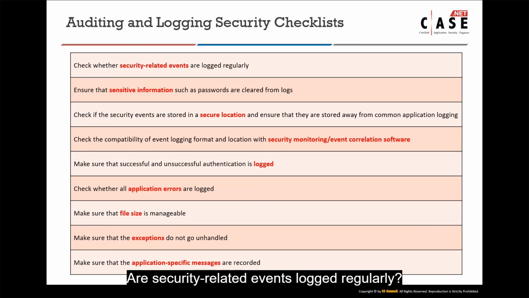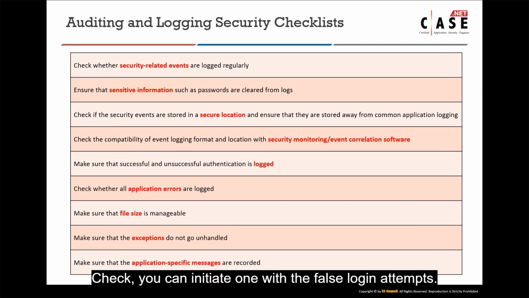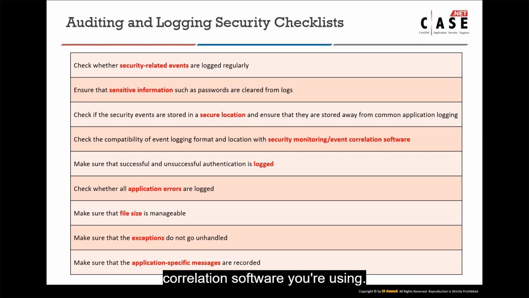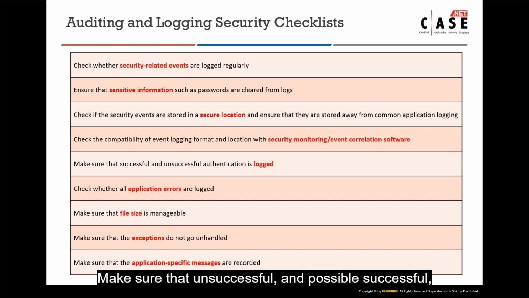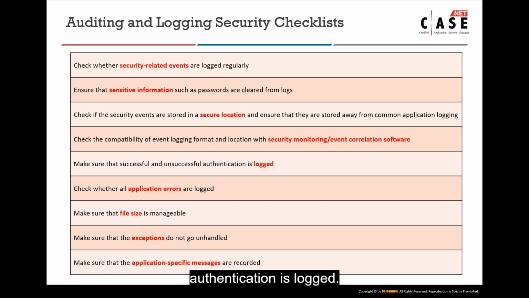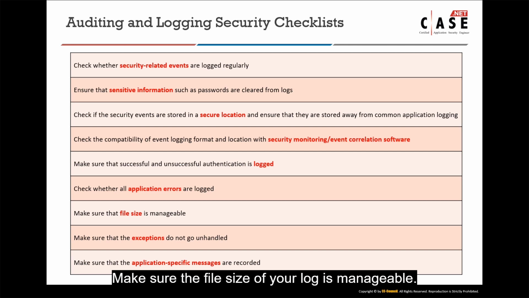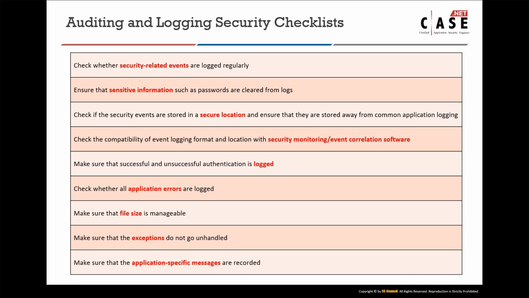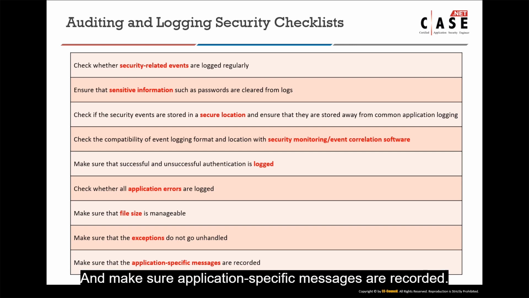Are security-related events logged regularly? Check. You could initiate one with a false login attempt. See if it gets logged. Make sure there's no sensitive information. Make sure the logs are stored in a secure location. Look at the compatibility of your logging format and make sure that it can work with whatever event correlation software you're using. Make sure that unsuccessful and possibly successful authentication is logged. Check whether all application errors are logged. Make sure the file size of your log is manageable. You don't want a log file that's 100 gigabytes. That's not usable. Make sure no exceptions go unhandled. And make sure application-specific messages are recorded.